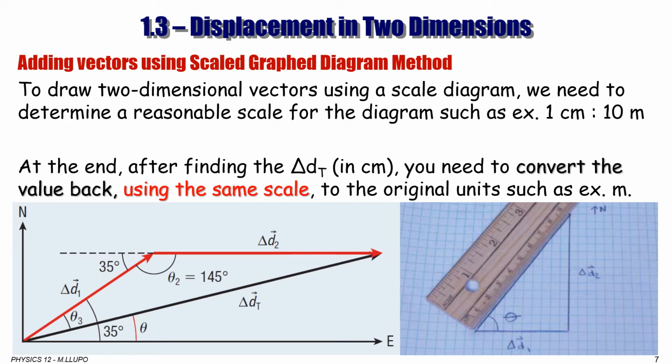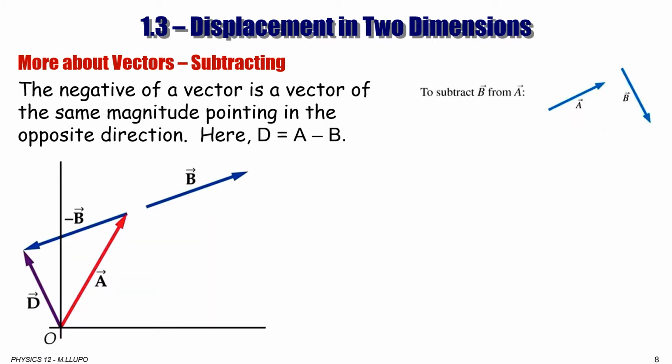And another thing that I mentioned at the beginning is you need a ruler and protractor to do the assignment for this chapter. We learn about vector additions, how to add vectors together using tip to tail. What about subtracting? That's pretty much the same.